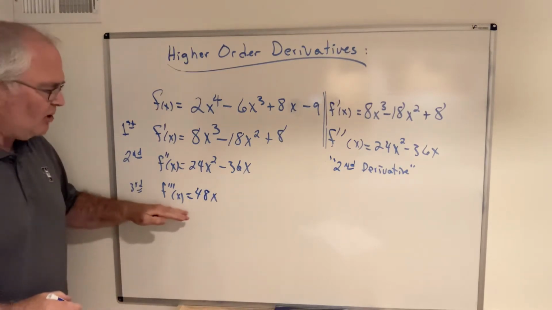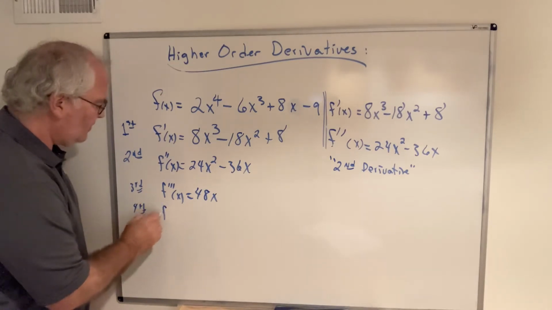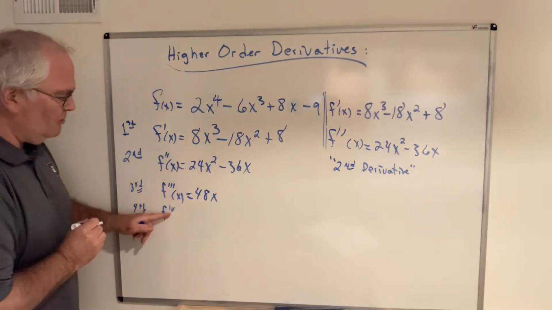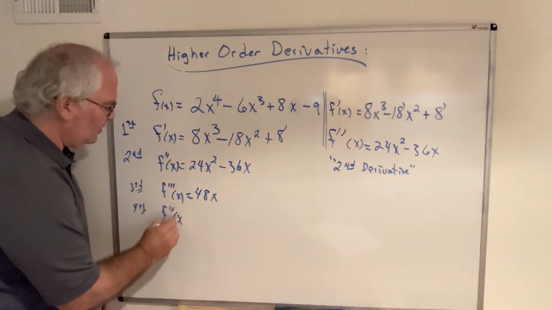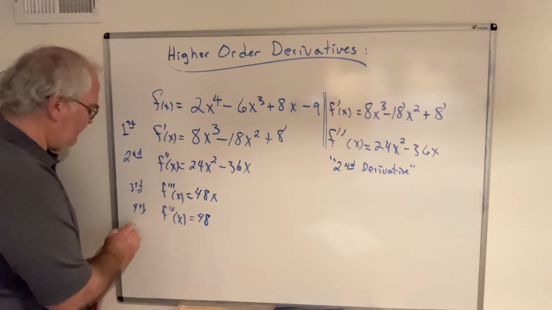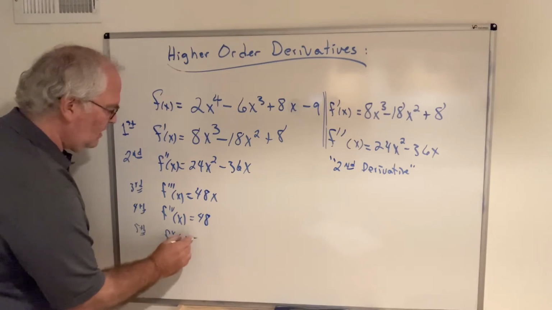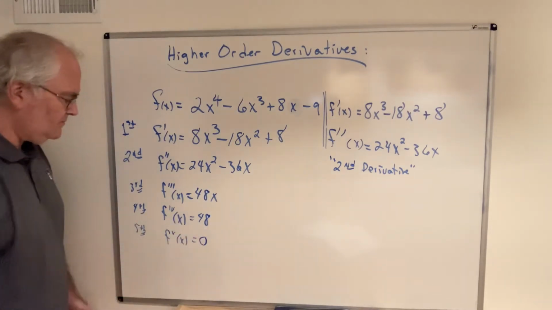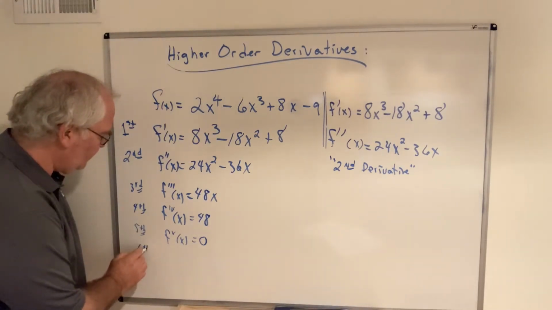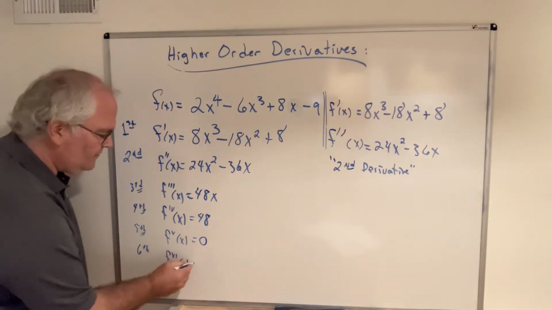Now, some students say this process does end. It does not. The fourth derivative, now usually we start using little Roman numerals here. Usually the superscript is little Roman numerals. So this is the fourth derivative. Derivative of 48x is 48. And then we can find the fifth derivative, and the derivative of a constant is 0. And students say, well, this is where it ends. No. We can find the sixth derivative because the derivative of any constant, no matter what, is 0.